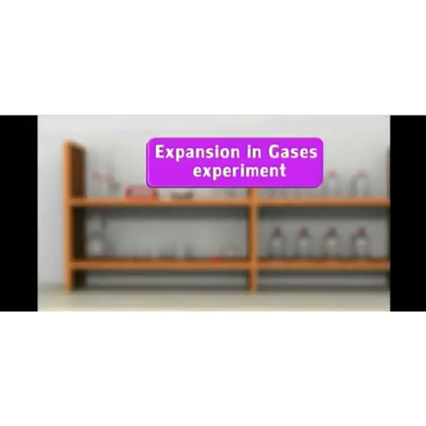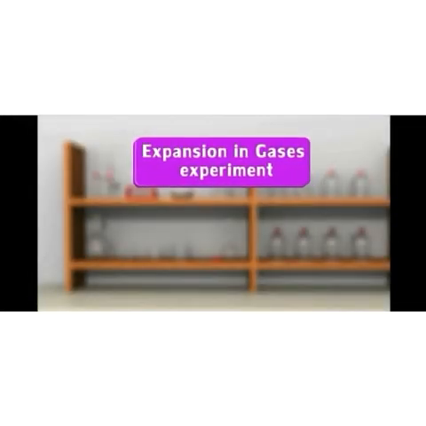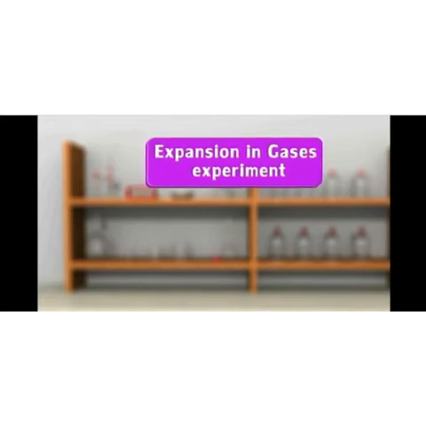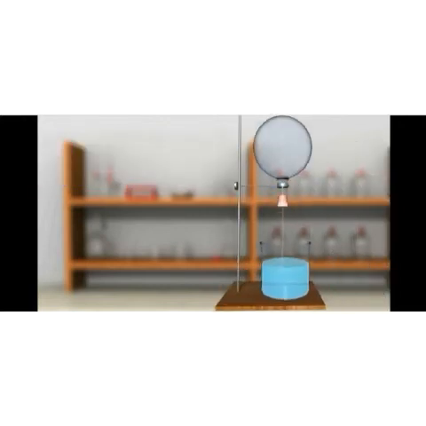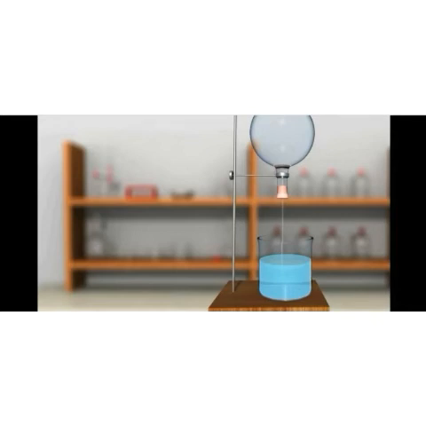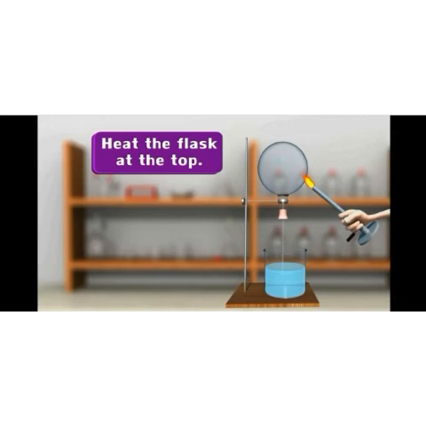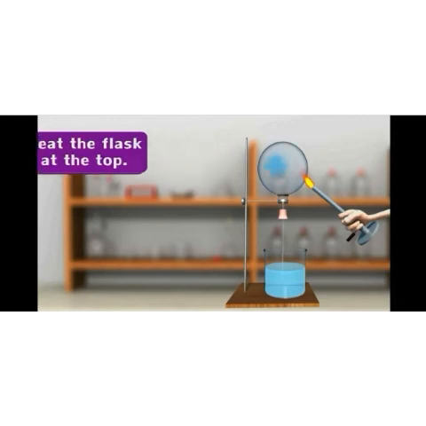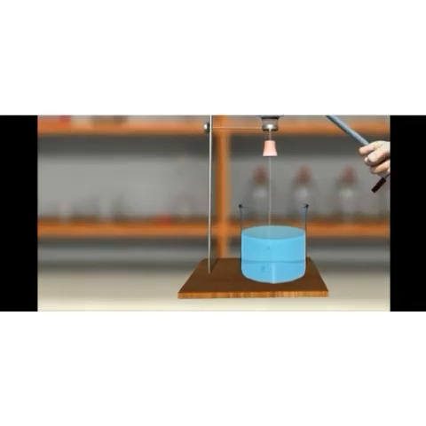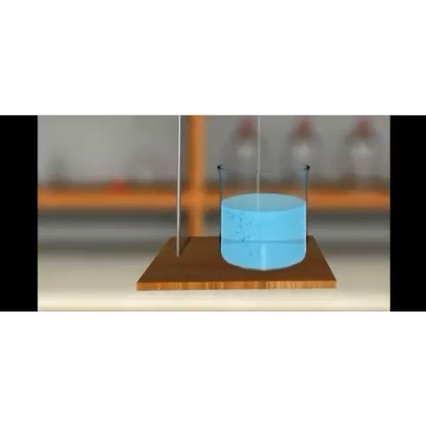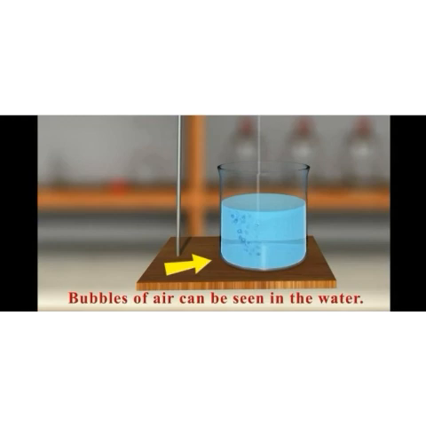Expansion in gases experiment. To see the expansion in gases, see the following activity. Fill the flask with water. Fix the flask to a stand in an upside down position over a beaker of water so that the glass tube dips inside the water. Heat the flask at the top. As the air in the flask expands, it escapes out of the flask through the tube into the beaker containing water. Bubbles of air can be seen in the water.